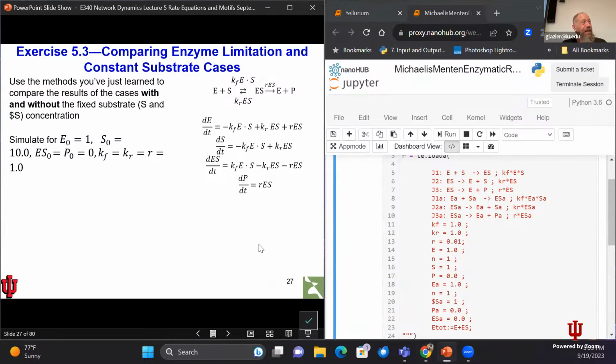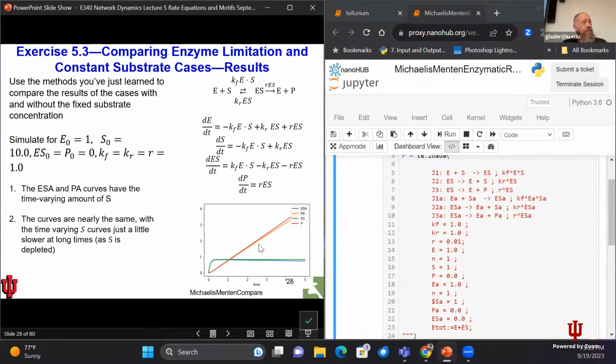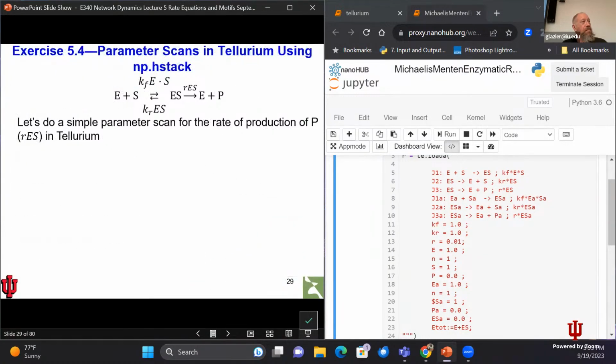Okay. All right. So this is what I got for that simulation, where you have this slow divergence of the two with time. And so that's something that we could do.